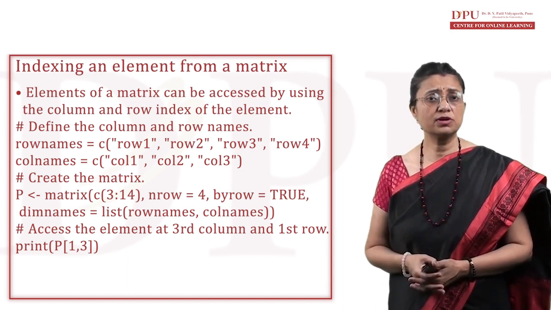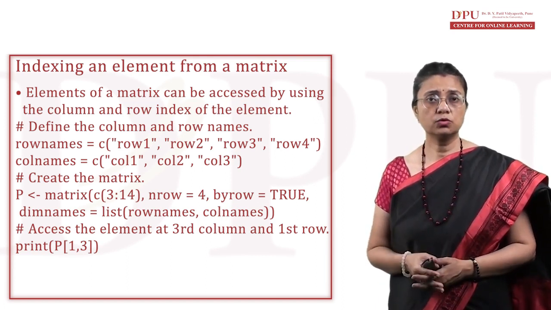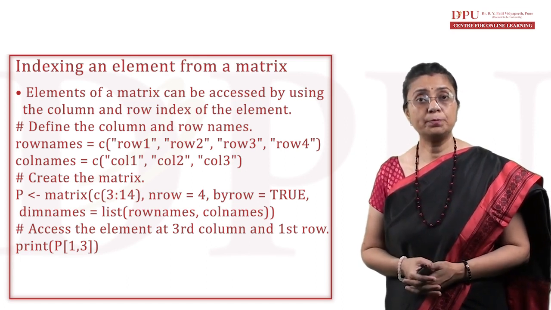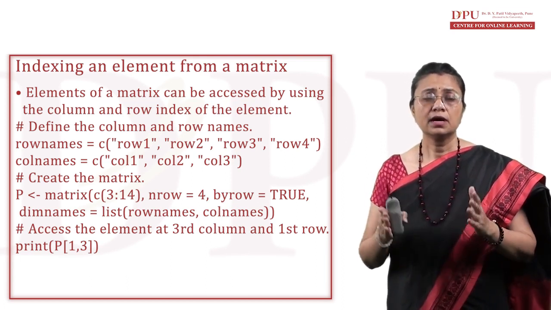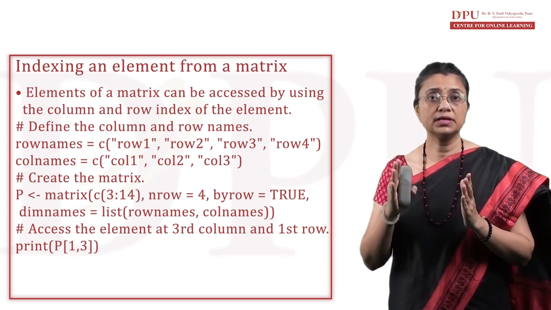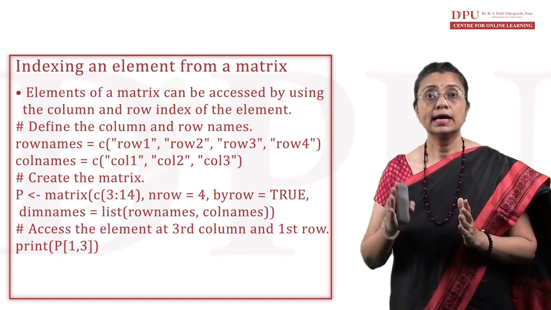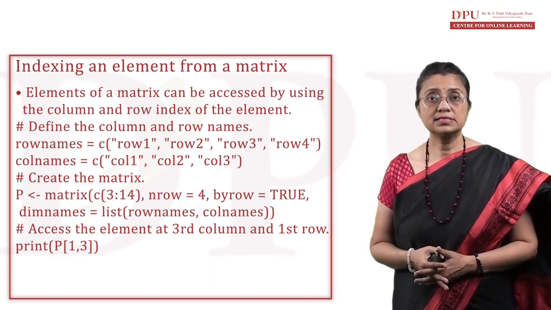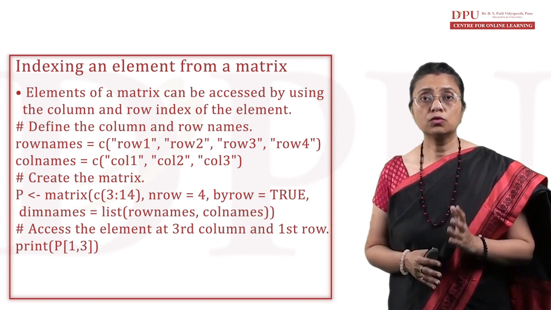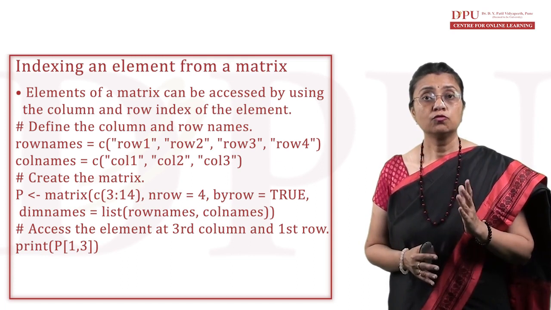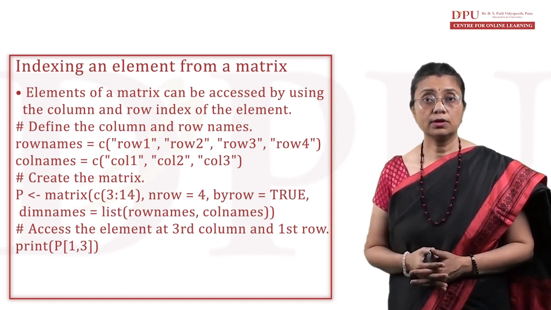So how will we go about it? Students, it has become very easy. As you can see in the code, with print, we are passing the matrix P, and within P there is a square bracket, and in the square bracket we are passing 1, 3, which means first row and third column. Likewise, suppose I want to print the fourth row, second column element. What will I do? Print P, fourth row and second column.